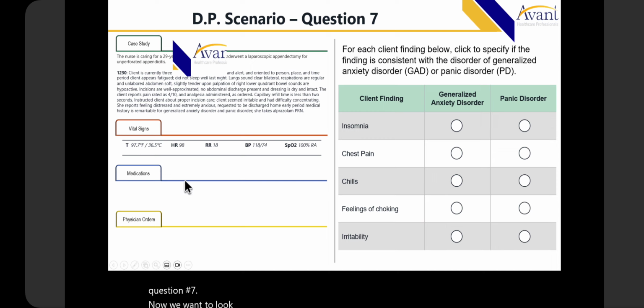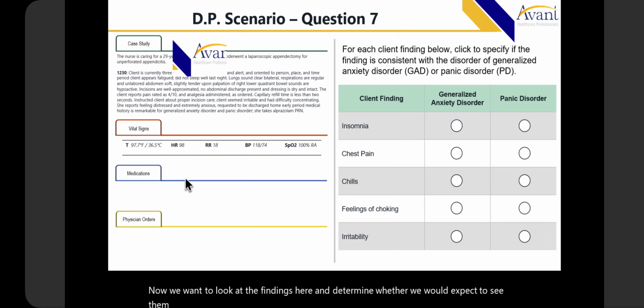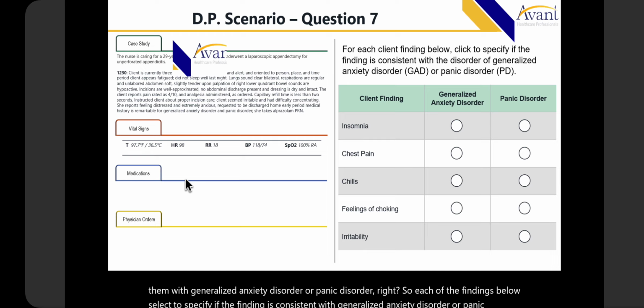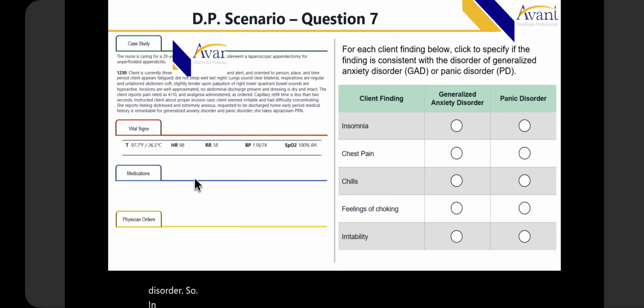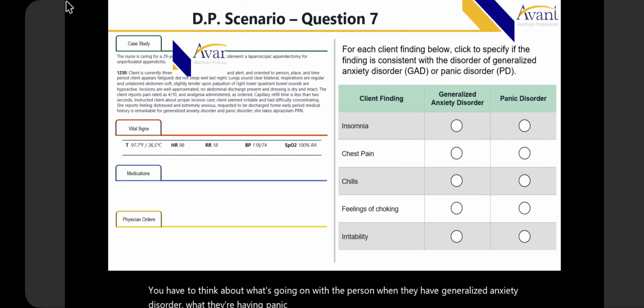Now we want to look at the findings here and determine whether we would expect to see them with generalized anxiety disorder or panic disorder, right? So for each of the findings below, select to specify if the finding is consistent with generalized anxiety disorder or panic disorder. So insomnia, where would we expect to see that? You have to think about what's going on with a person when they have generalized anxiety disorder or if they're having panic disorder, right?